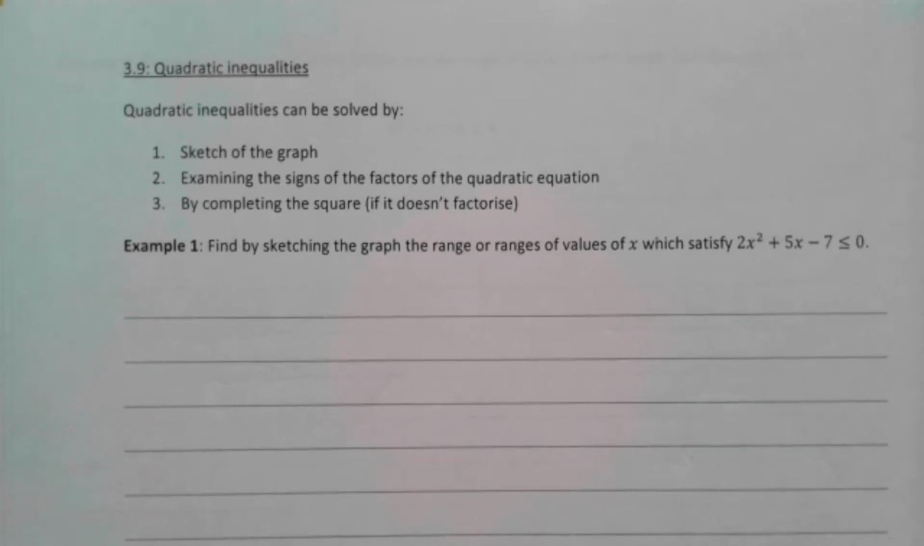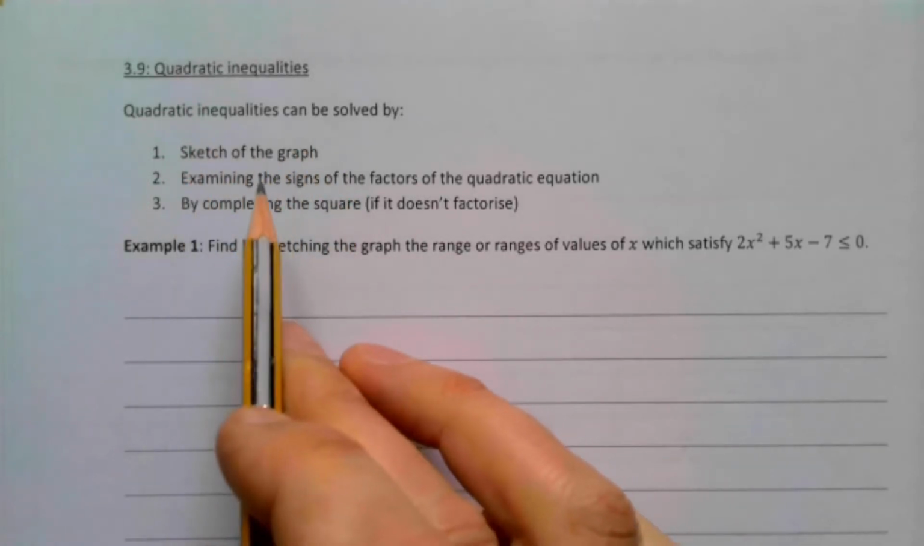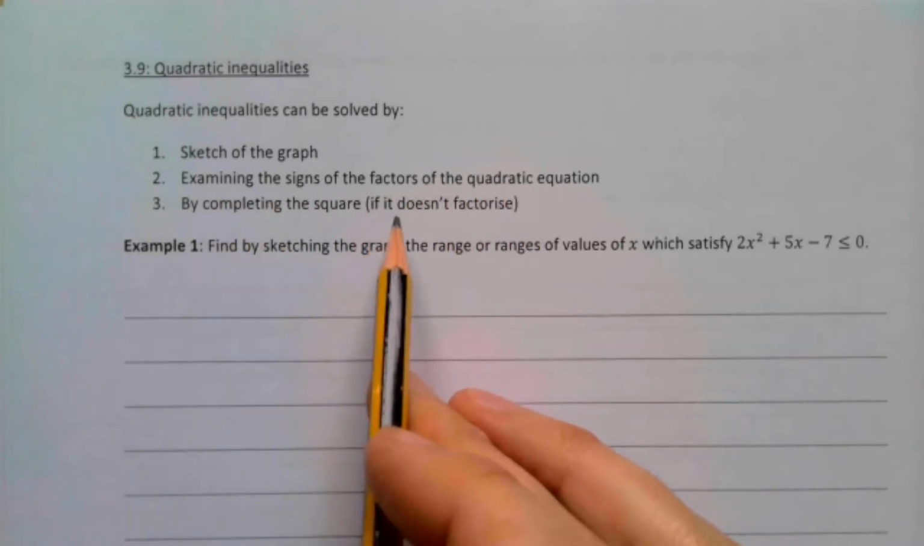This is AS Pure Maths. We're in Unit 3 and we're looking at quadratic inequalities. So quadratic inequalities can be solved by the sketch of the graph, as we're going to do in the first example here, examining the signs, or by completing the square if it doesn't factorize.